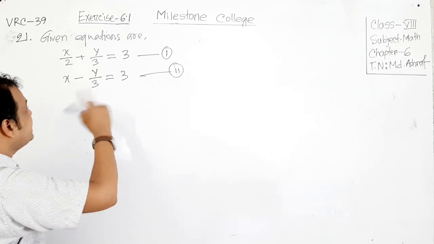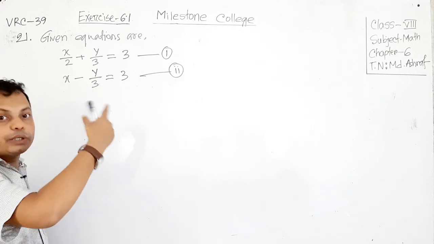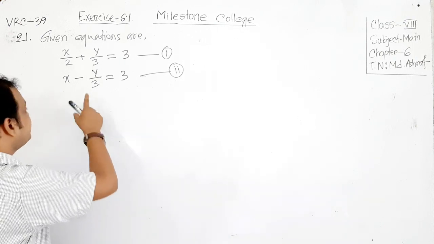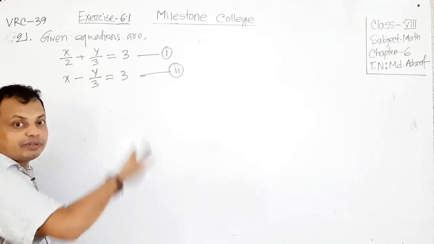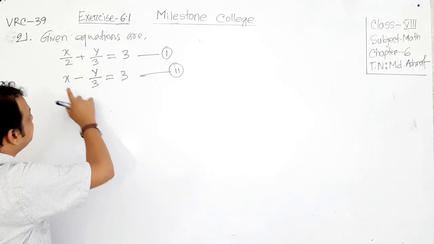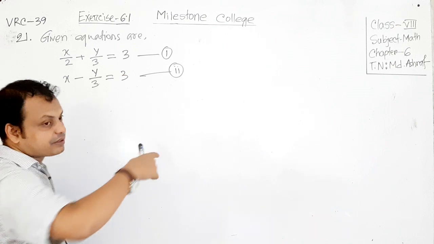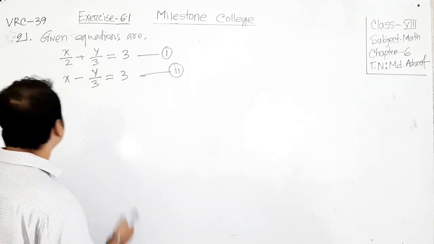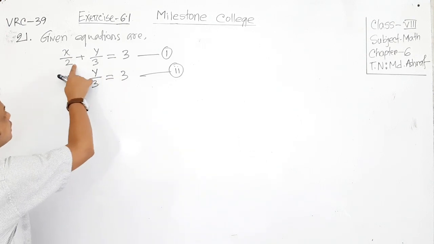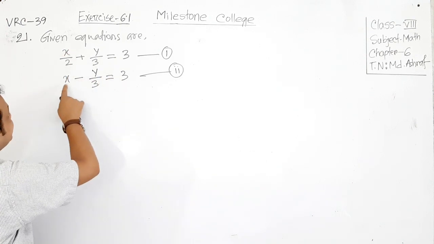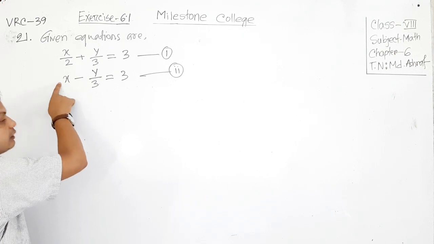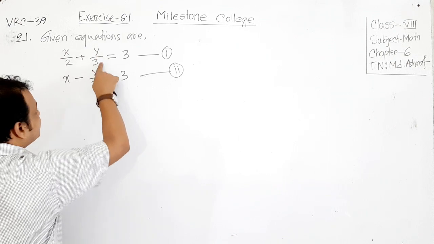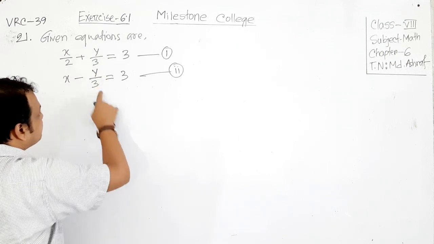At first we have to eliminate one variable. Okay, after eliminating one variable, we will find the value of one variable, and after that we will put the value of the variable in any of the two equations. Okay, then we will get the other variable. In that way we will get the values of the variables. Look here. Here is x by 2, that means the coefficient of x is half, here the coefficient of x is 1. Here the coefficient of y is 1 by 3 and here minus 1 by 3.